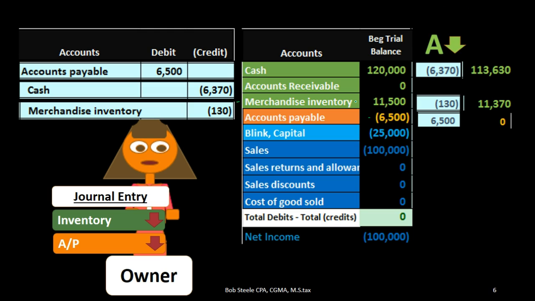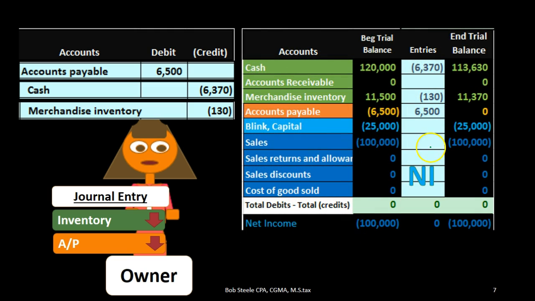That means that assets went down by the cash, and also went down by this discount. Liabilities went down, with no effect on equity, meaning there's no effect on the income statement.